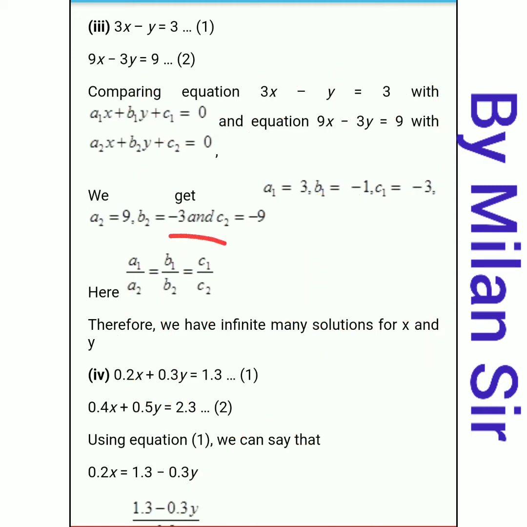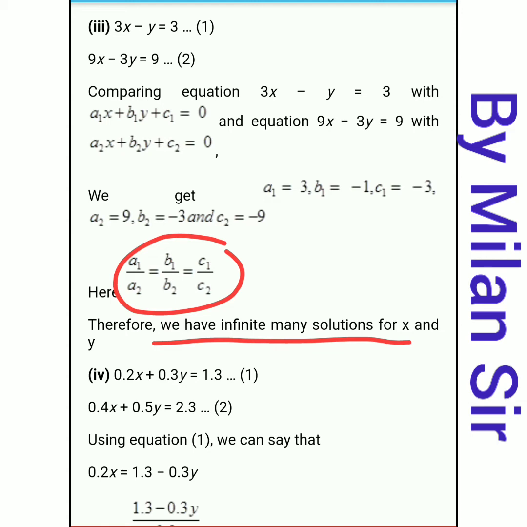So a1 upon a2 is equal to b1 upon b2 is equal to c1 upon c2. This is the condition of coincident lines, so we have infinitely many solutions. This is the second method. First of all, we can check by the ratio: that means coincident line, otherwise parallel line, otherwise intersecting line. So this method we can apply in all the equations.